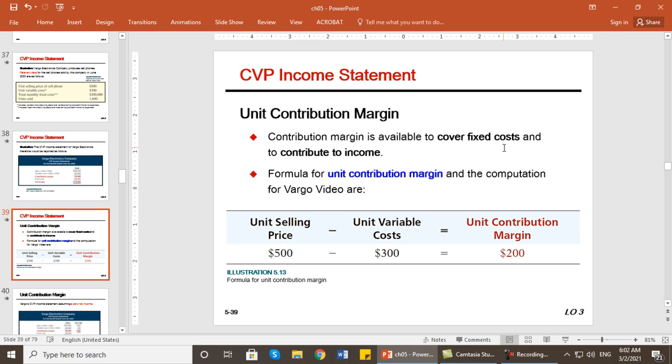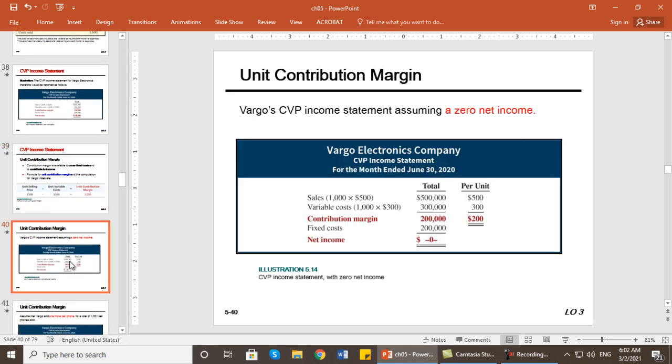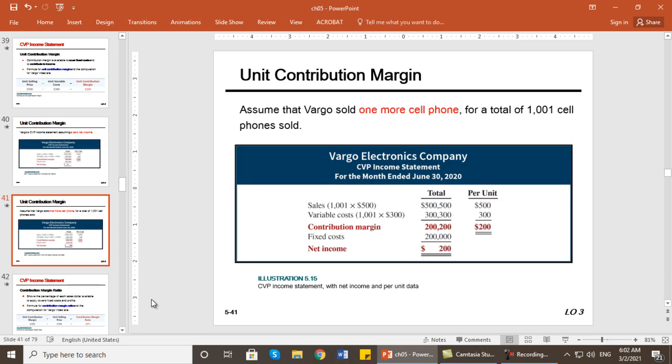After then, the additional sales will contribute to income. So the last unit, when we sold additional 1, its contribution margin reflects in net income.